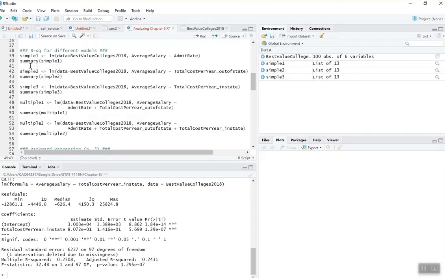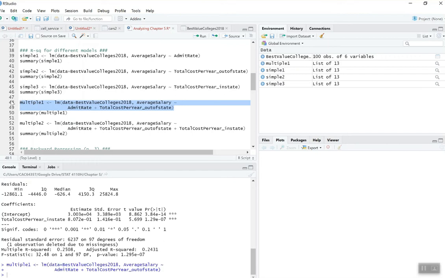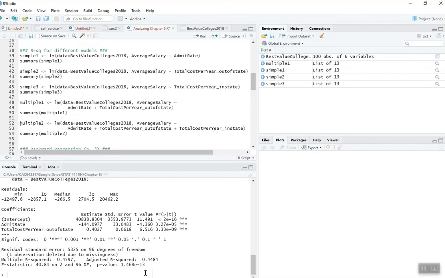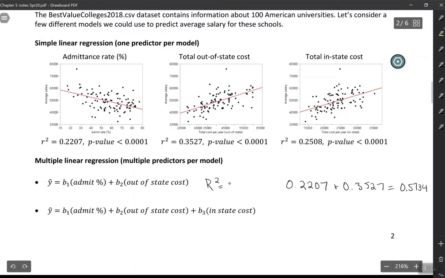So I've already run my 3 simple regression models. Now I'm going to look at the first multiple regression model. This one's using admittance rate and total cost per year out of state. So I can run that model and then take a look at the summary. And I see that my R-squared here is 0.4597. Okay, so R-squared equals 0.4597.